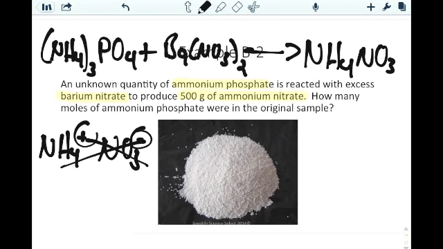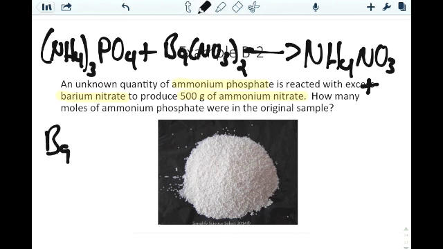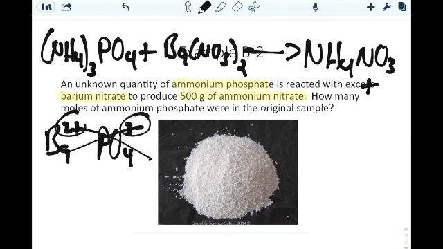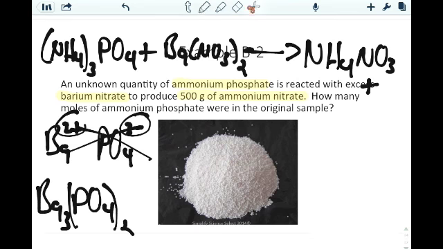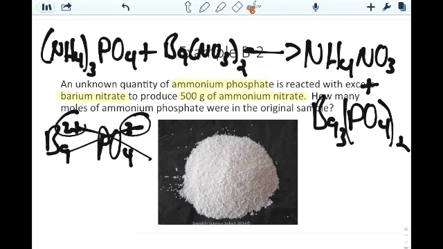Plus our other one is going to be our barium, which will now be bonded to our phosphate. So barium is Ba 2 plus, phosphate PO4 3 minus, crisscross, and we get Ba3(PO4)2. There's our chemical equation. Now all we have to do is balance it out.